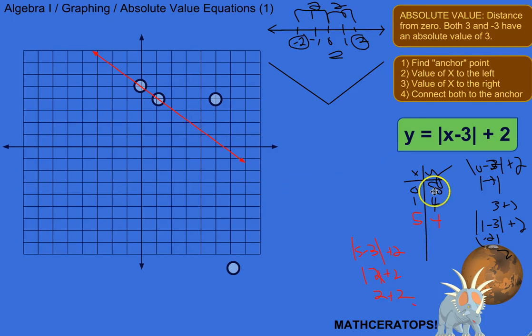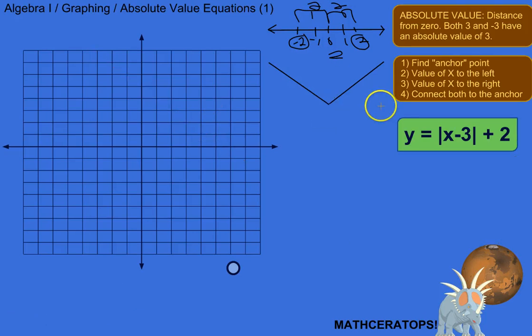So let me erase this stuff, and I'll show you the real way of doing it. So I'm going to pause this and erase. All right, so we're ready to keep going. So here's how to graph absolute value equations. The key thing is you need to first find what I like to call the anchor point.